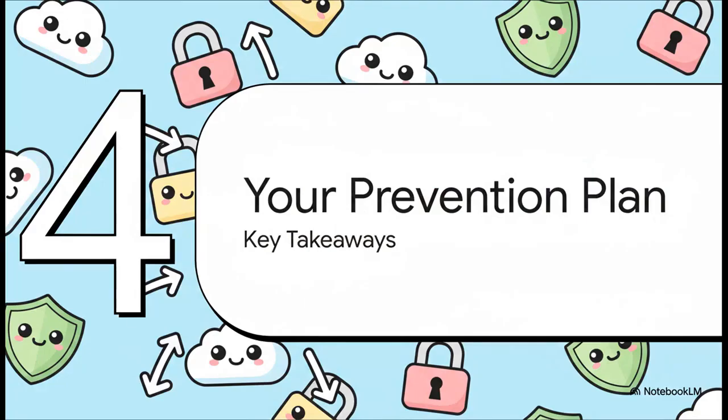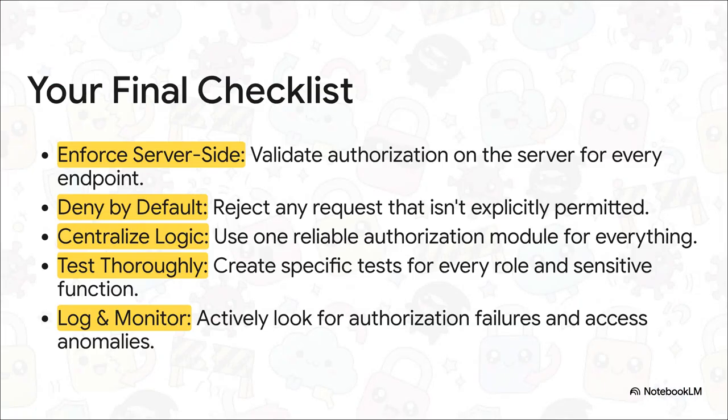All right, let's pull all this together into an actionable plan. These are the key things that you and your team need to be thinking about to shield your apps from broken function-level authorization. So here's your final checklist. 1. All checks happen on the server, no exceptions. 2. Deny by default should be your mantra. 3. Centralize your authorization code so it's consistent and easy to audit. 4. Test this stuff. Write actual automated tests for your security controls just like you would for any other feature. And finally, 5. Log and monitor everything.